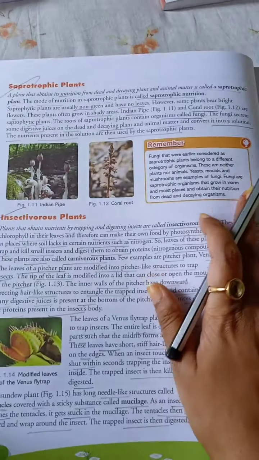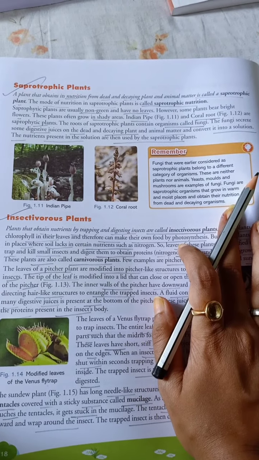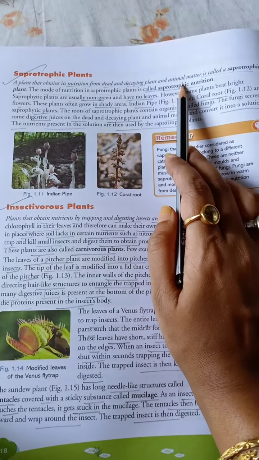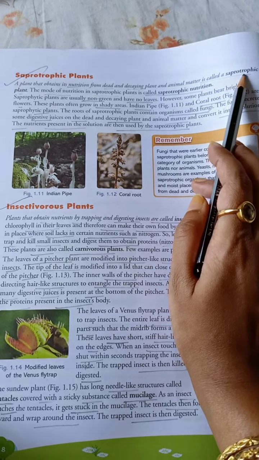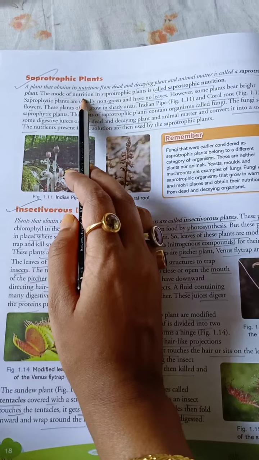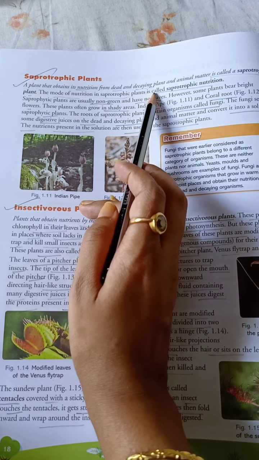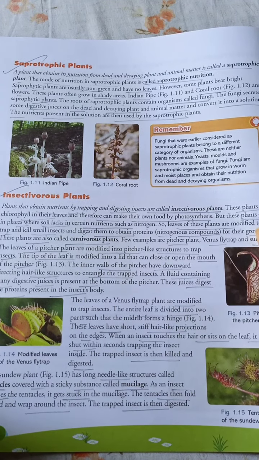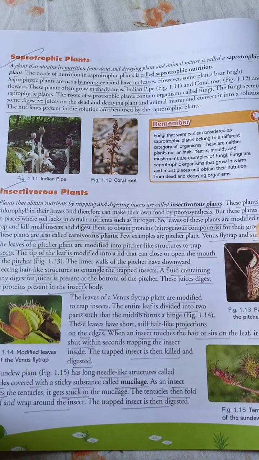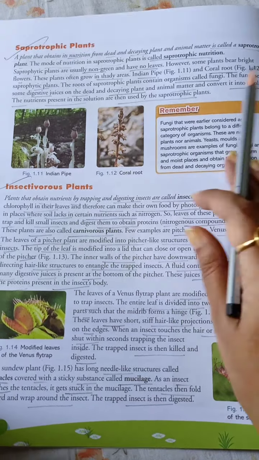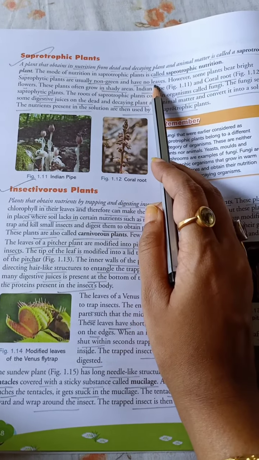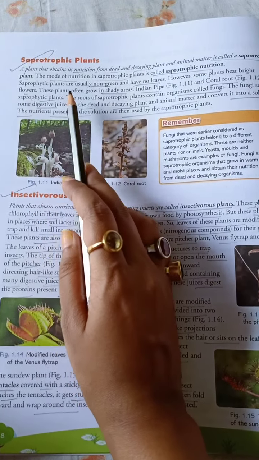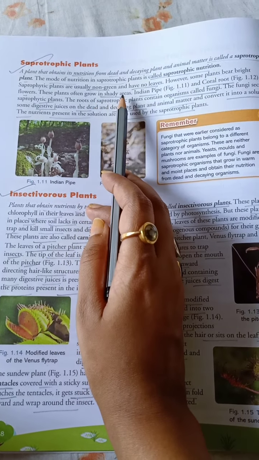Now saprophytic plants. A plant that obtains nutrients from dead and decaying plants and animals is called a saprophytic plant. The mode of nutrition in saprophytic plants is called saprophytic nutrition. Saprophytic plants are usually non-green. They do not have any leaves. However, some plants bear bright flowers. These plants often grow in shady areas.